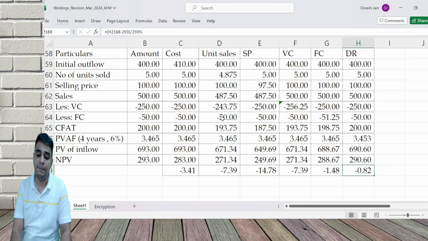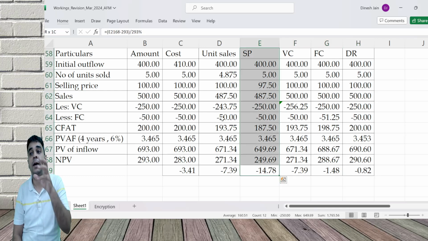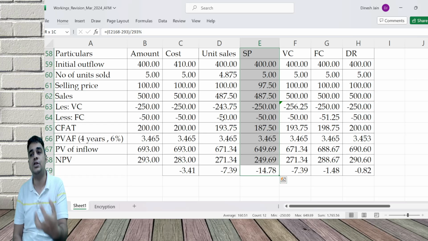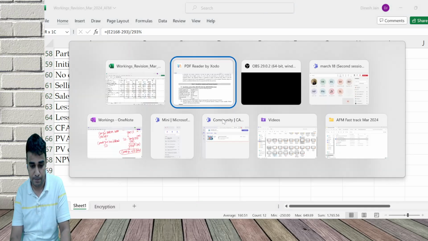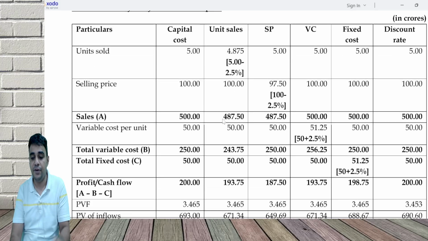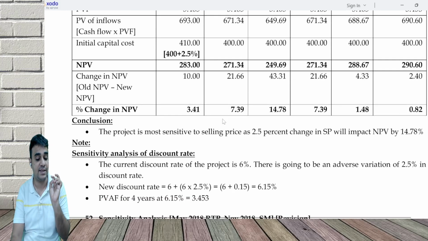So the lowest impact is on discount rate, the highest impact is on selling price. So I should be doubly or triply sure about selling price, because if selling price changes, my project may get reversed. Clear? Any doubts on this? This is one way of doing sensitivity analysis, where you keep assuming a uniform change. We are only doing the adverse change, no positive change. We will not be considering any positive change, only adverse changes are considered in the calculation.